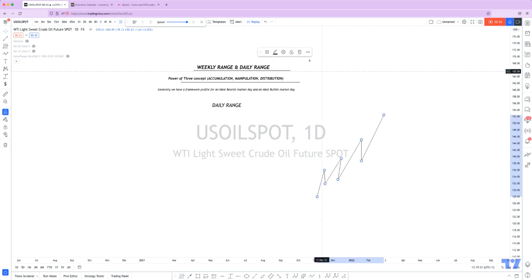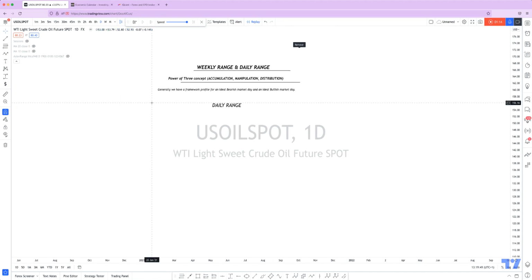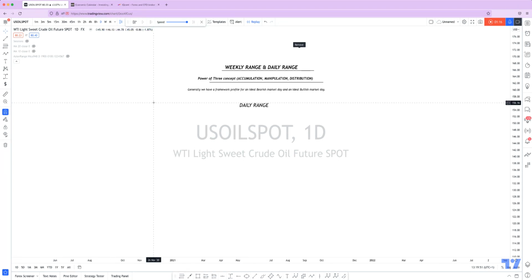But the one we are looking at today is how you can make use of the power of three concept to take day trades. You understand? You can also use this for swing trades as well, so we'll look at that also. But for this video, I'll be looking at the daily range alone. Generally, I say we have an ideal profile for a bearish market and a bullish market. And we're looking at accumulation, manipulation, distribution of this expansion of this profile.